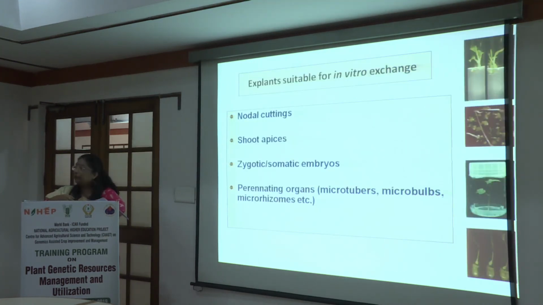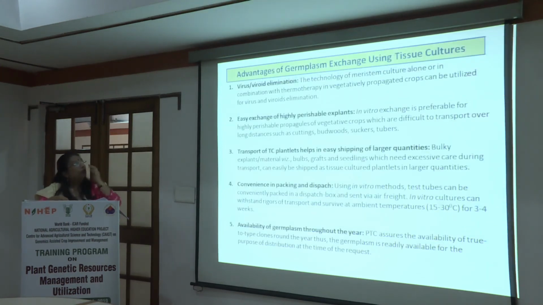Typically, the explants that are used for exchange are nodal cuttings, shoot apices, zygotic or somatic embryos, and the perennating organs, which I have already discussed earlier. The advantages are many. When we are using tissue culture, we are not only reducing the bulk, we can use tissue culture techniques for eliminating the viruses.